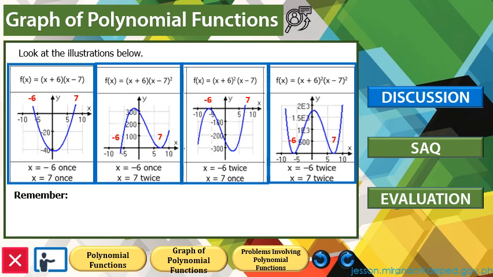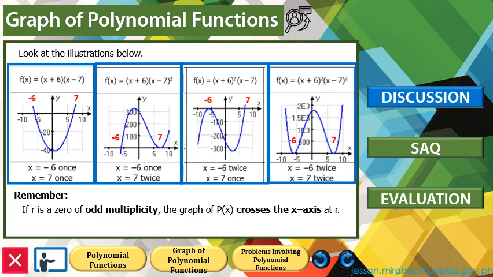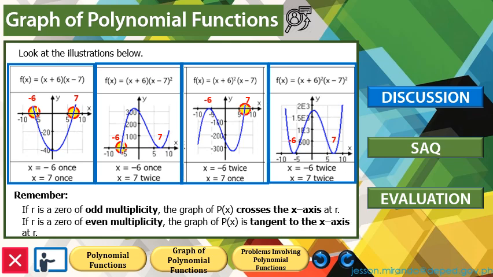Remember that if r is a zero of odd multiplicity, the graph of p of x crosses the x-axis at r. If r is a zero of even multiplicity, the graph of p of x is tangent to the x-axis at r.